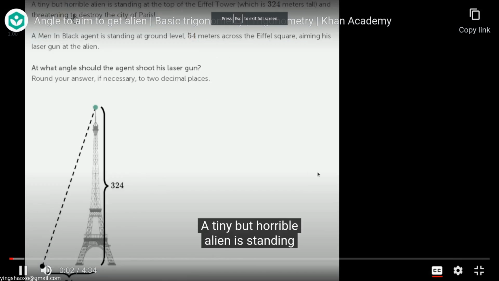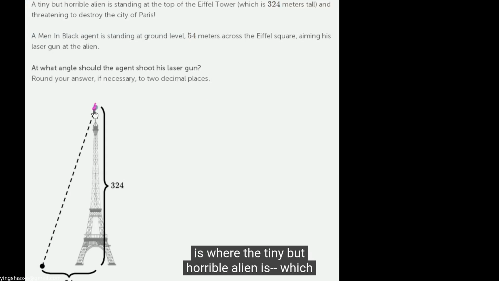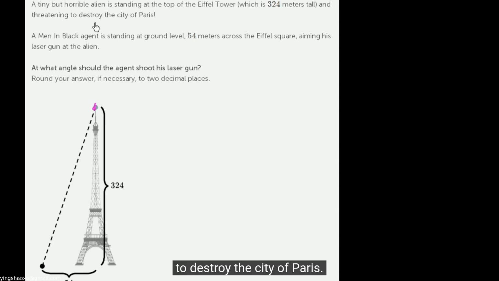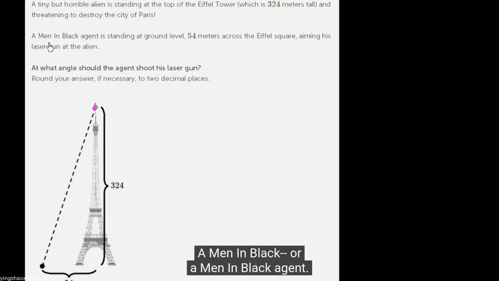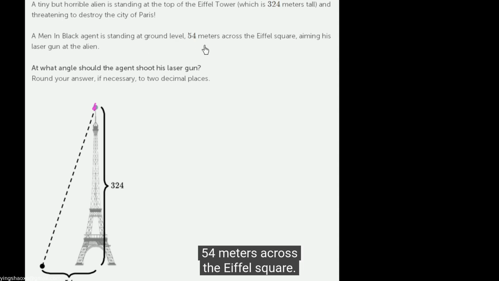A tiny but horrible alien is standing at the top of the Eiffel Tower. So this is where the tiny but horrible alien is, which is 324 meters tall, and they label that the height of the Eiffel Tower, and threatening to destroy the city of Paris. A Men in Black agent is standing at ground level, 54 meters across the Eiffel Square. So 54 meters from, you could say, the center of the base of the Eiffel Tower, aiming his laser gun at the alien.